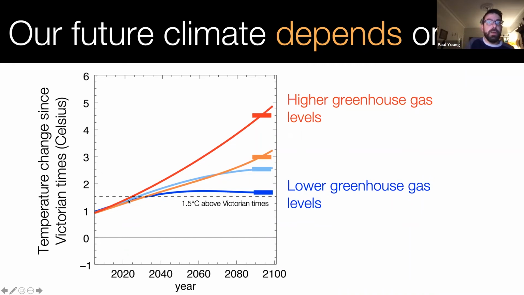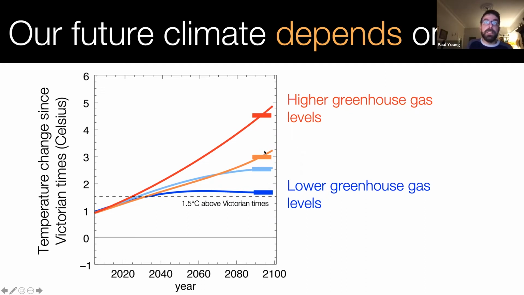So if we were to follow this dark blue line down here, we'd have low greenhouse gas emissions. And in fact, we'd actually be even getting towards zero greenhouse gas emissions. Then we might limit the global mean temperature rise above Victorian times to about 1.5 degrees. And this is a number you might have heard before as being really important in terms of managing some of the risk from climate change. So 1.5 degrees, it's still different from today. We'd still see worse things, but it's not as bad as it could be if we look at some of these other lines.